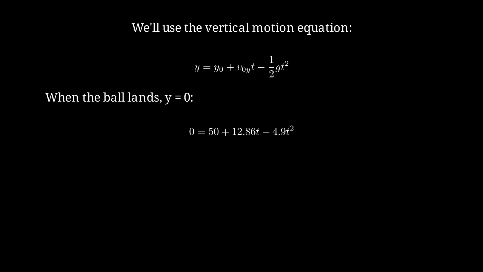Now we need to find how long the ball is in the air. We'll use the kinematic equation for vertical motion. The vertical position equals initial height plus initial vertical velocity times time minus 1/2 gt squared. When the ball lands on the ground, the vertical position equals 0. So 0 equals 50 plus 12.86 times t minus 4.9 times t squared. Rearranging, we get 4.9 t squared minus 12.86 t minus 50 equals 0. We'll solve this using the quadratic formula.